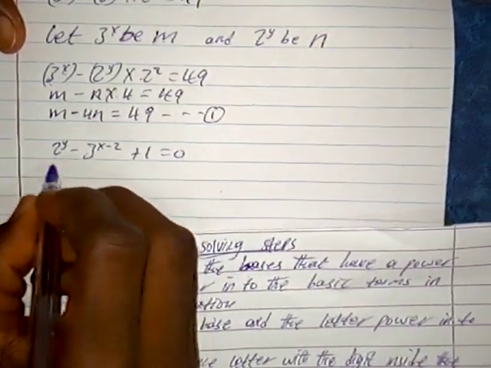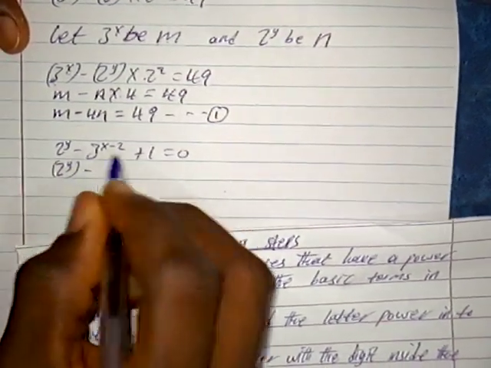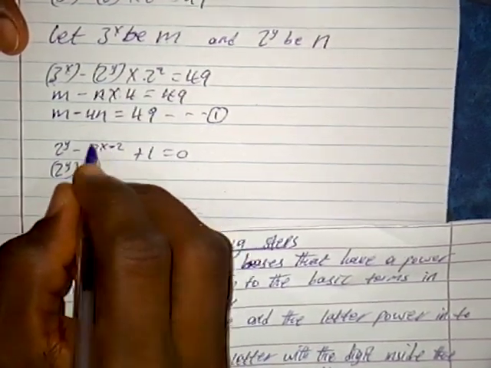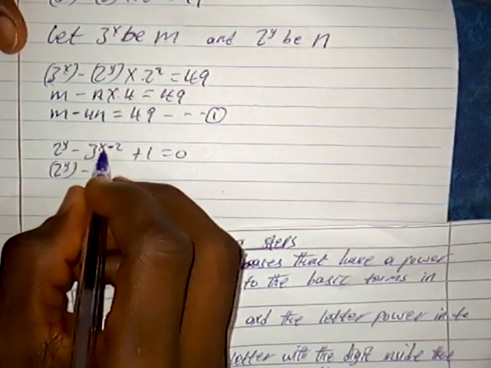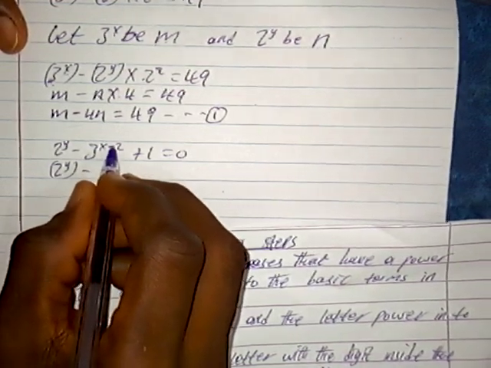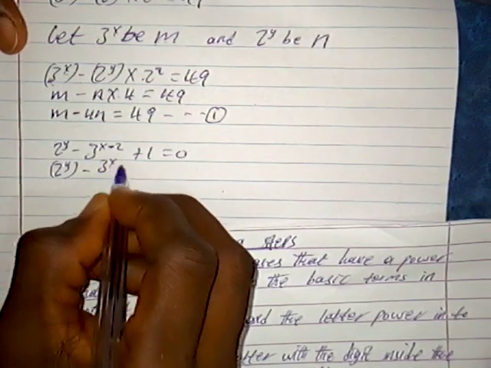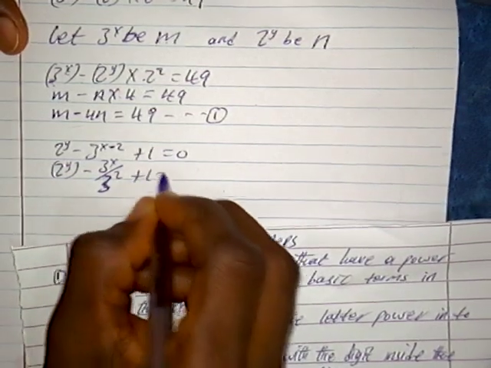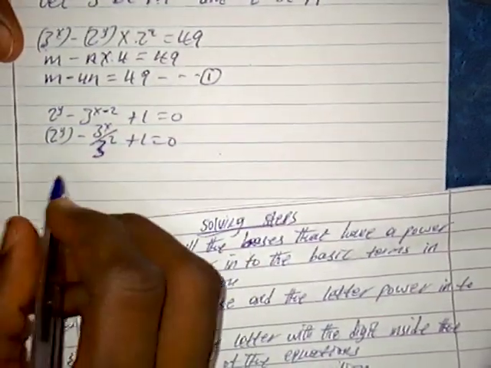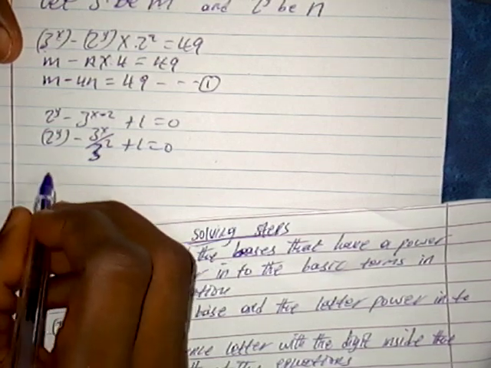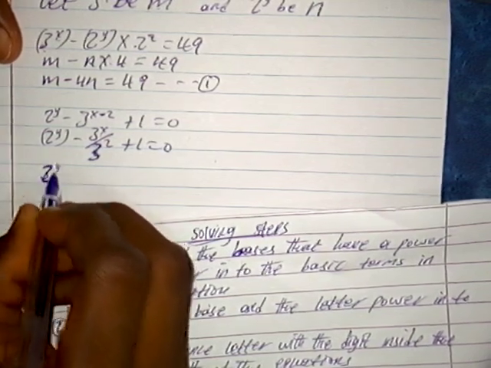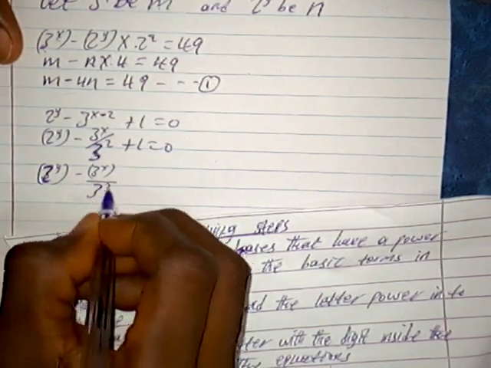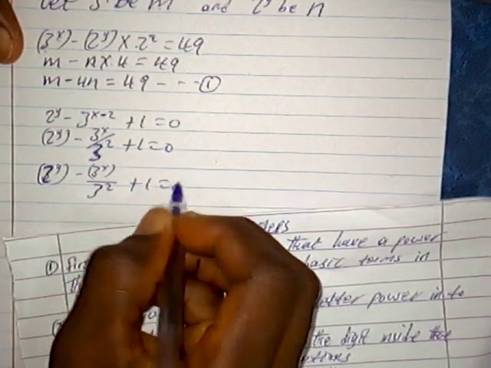So what are we going to do? 2 raised to the power y, we put in bracket, minus. Anytime you see minus, this one came from the reciprocal of the quotient rule of the law of indices, right? So it's division that gives you minus. So 3 raised to the power x divided by 3 raised to the power 2. Do you see? Plus 1 equals 0. What next? We take 2 raised to the power y minus 3 raised to the power x upon 3 raised to the power 2 plus 1 equals 0.